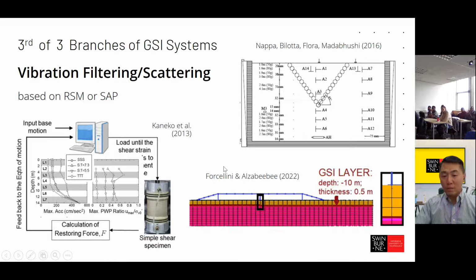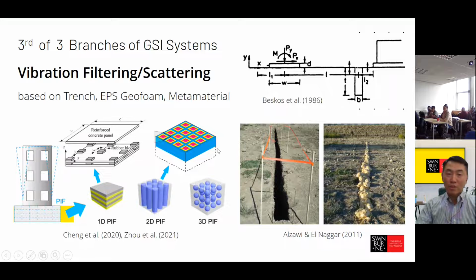And then we have a researcher from San Marino who introduced a layer at 10 meters depth with a thickness of just half a meter of rubber soil mixtures. They also found that it can achieve the vibration filtering effect very effectively, and it can also be regarded as a GSI system. And then there are advanced studies looking at the location of this filtering layer, and that can be done by hybrid simulation, as I tried to show on this diagram. And then we also have researchers who are researching the use of trenches backfilled with EPS geofoam to see whether it can filter seismic waves.